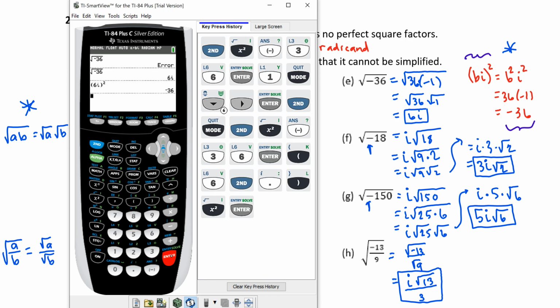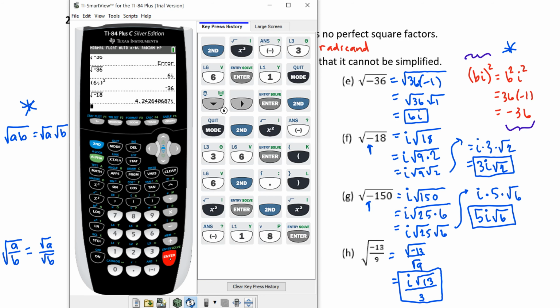Now, even if our answer doesn't come out as neatly as it did on example E, we can still check problems like square root of negative 18 on example F. So let's enter the original problem, square root of negative 18. The calculator gives me the decimal approximation of that irrational number, but I can see on the end there it's imaginary. There's an i associated with it. Our answer was 3i square root of 2.